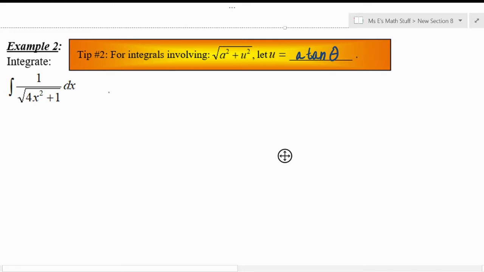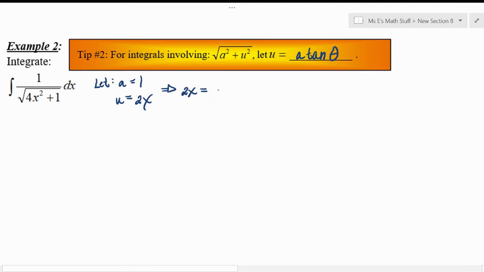All right. So for this problem, let's think about what your a value is. I'm going to make a note this time since it's a smidge trickier. What's your a value? It's the constant that's getting squared, so it'd be 1. And what's your u value? It would be the function of x when you square the quantity, you get 4x squared. So I hope it makes sense. Your u value in this problem is 2x. So your substitution for this problem would be that 2x, or u, is equal to a, which is 1, which you don't have to write, times tangent theta like that. Hopefully that makes sense, my friends.